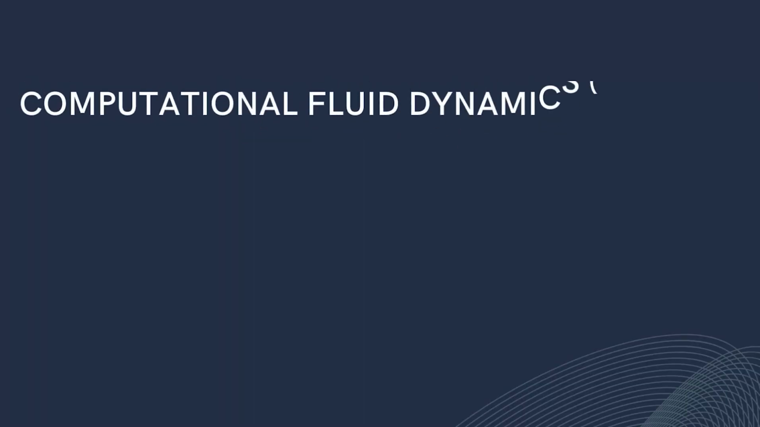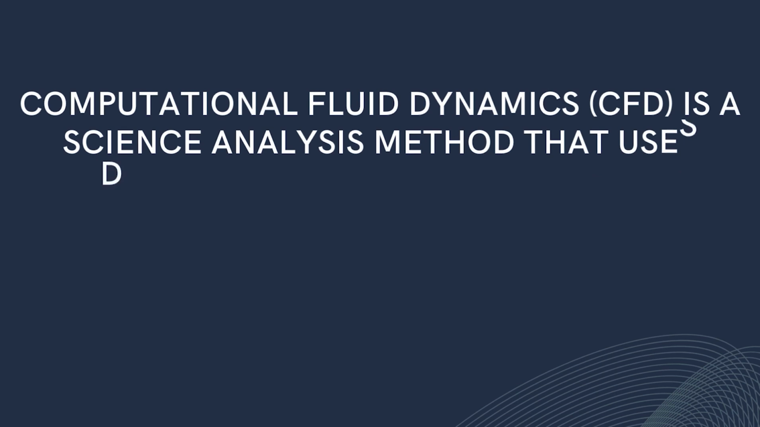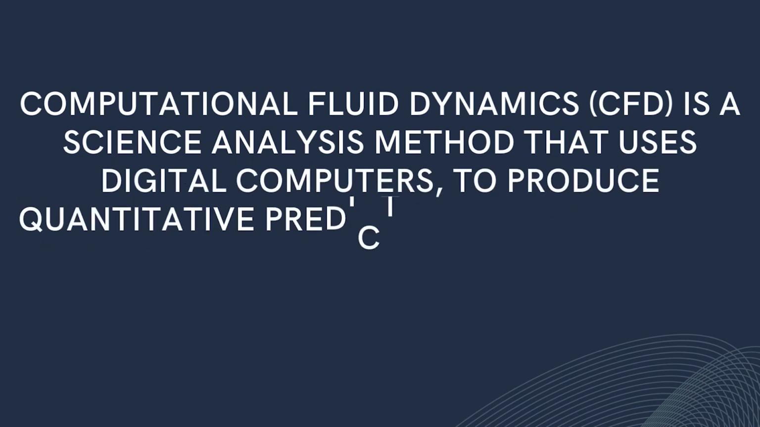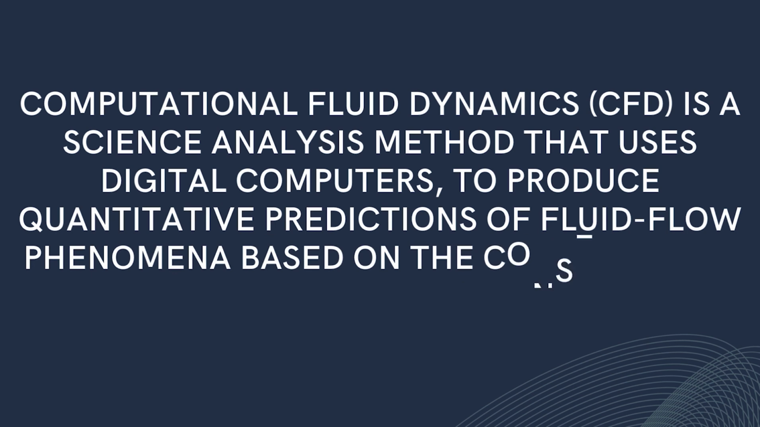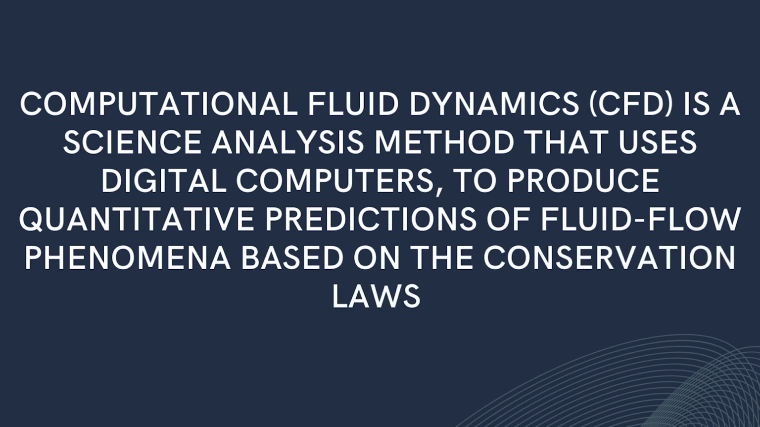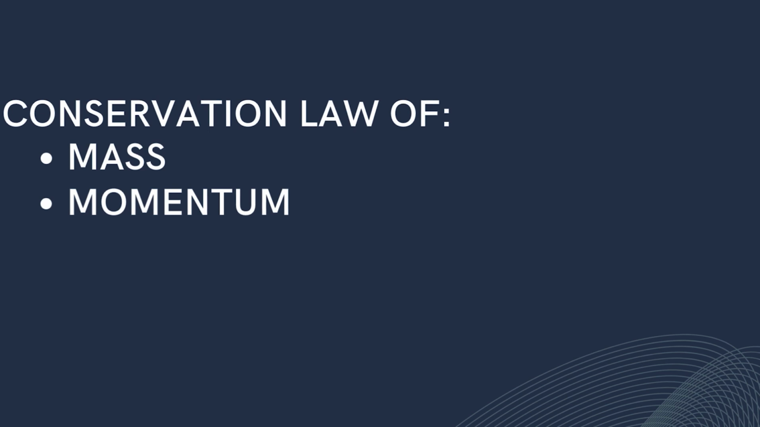To explain further, it is a science analysis method that uses digital computers to produce quantitative predictions of fluid flow phenomena based on the conservation laws, such as the conservation law of mass, momentum, and energy, governing fluid motion. In layman's terms, it's an analysis method that helps you analyze the fluid flow of certain engineering systems. For example, rockets, planes, helicopters, pipings, and so on. We can analyze how these systems work under a certain fluid flow using the conservation of mass, momentum, and energy.